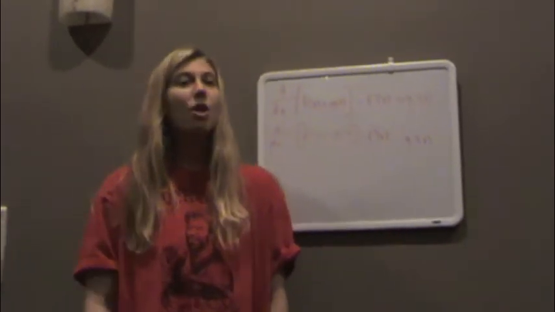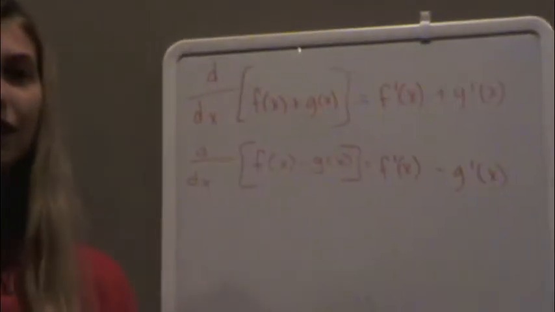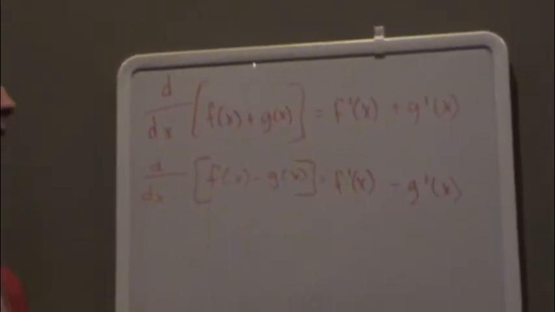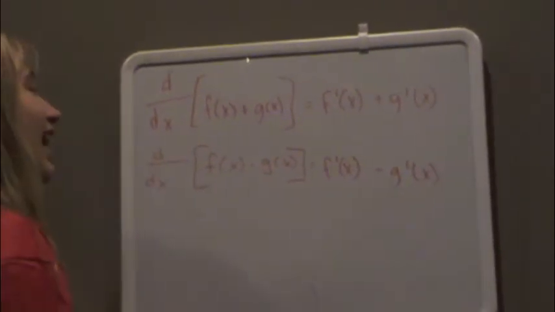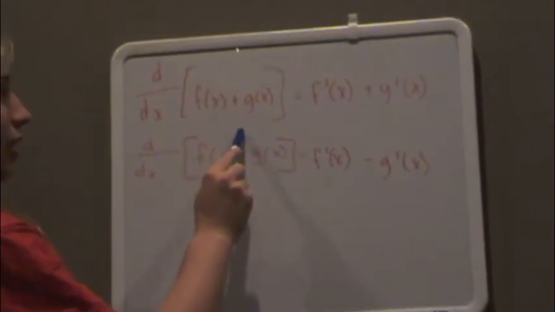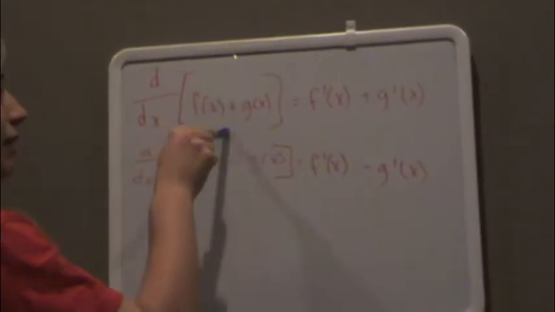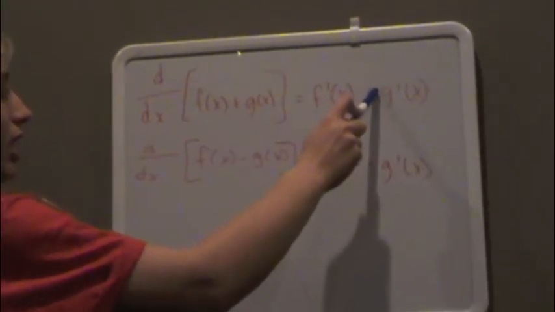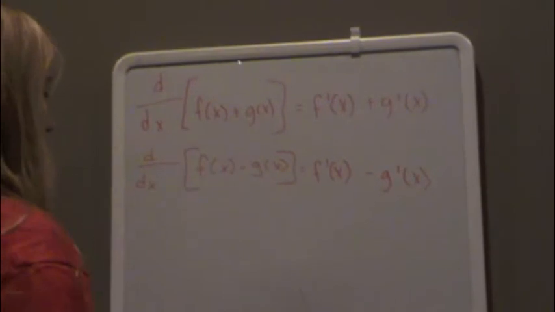Sum and difference rules. We actually used these equations in the past videos, but we didn't explain them fully, so we're just going to write them out today. So say you have one function plus another function. You just take the derivative of the first function and the derivative of the second function and add those together. So let's do that one first.